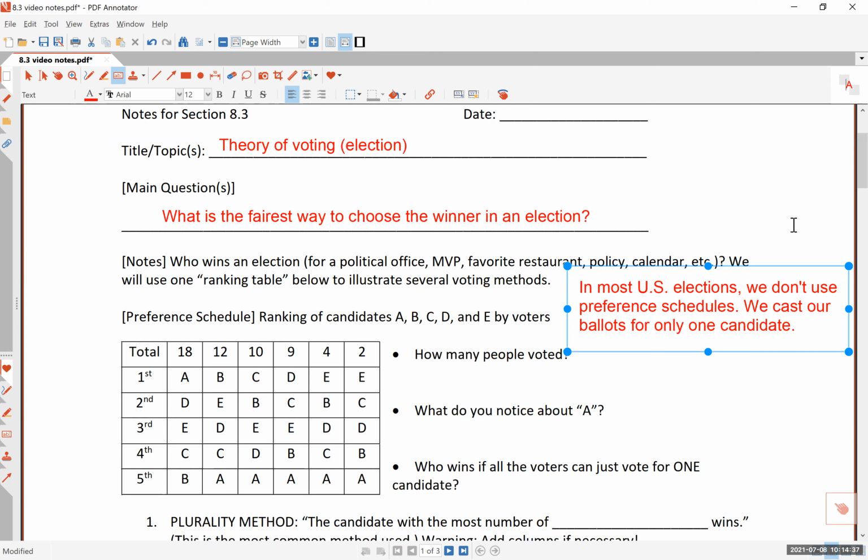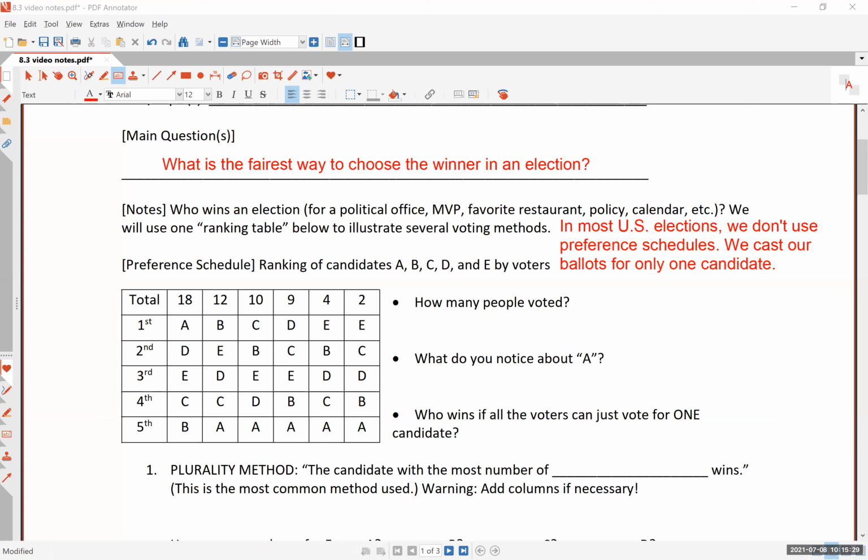So what you see here maybe looks slightly strange, but let me first explain what this preference schedule is showing. Assume we have five candidates, named A, B, C, D, and E. Instead of asking people to just pick their favorite candidate, we ask all the voters to rank these candidates A, B, C, D, E in first place, second place, third, fourth, and fifth place.